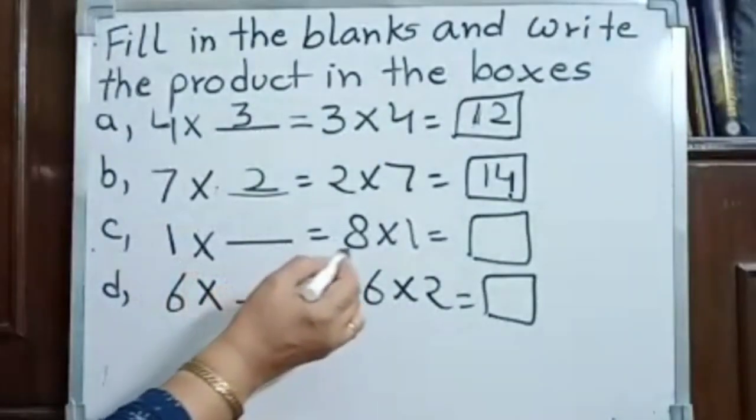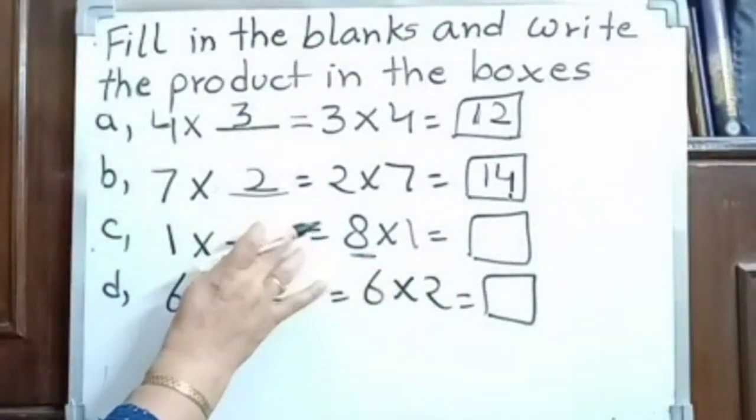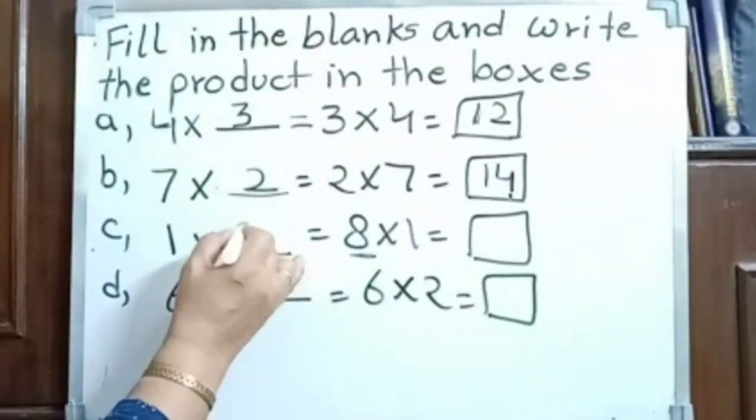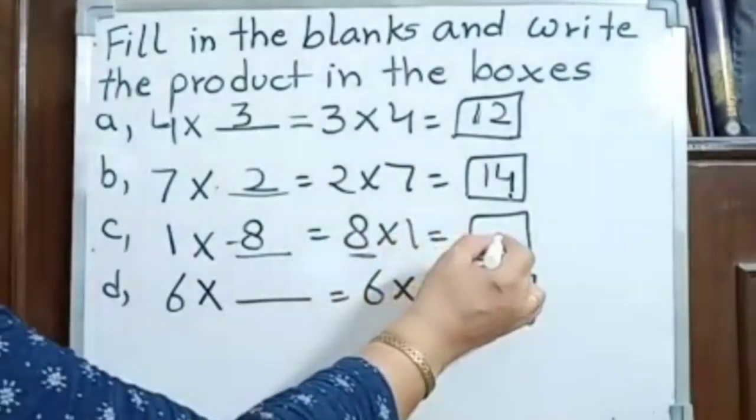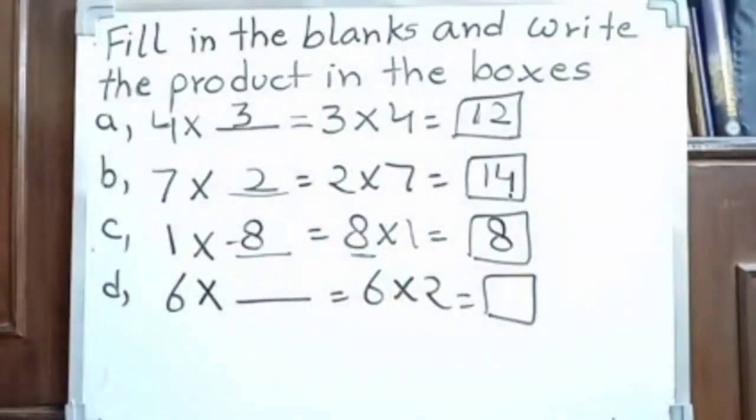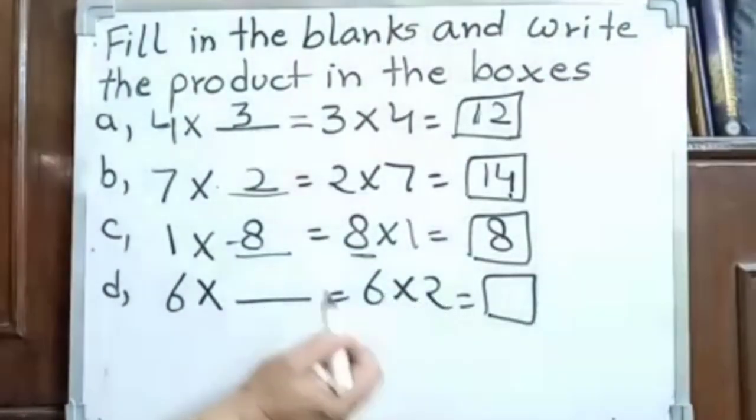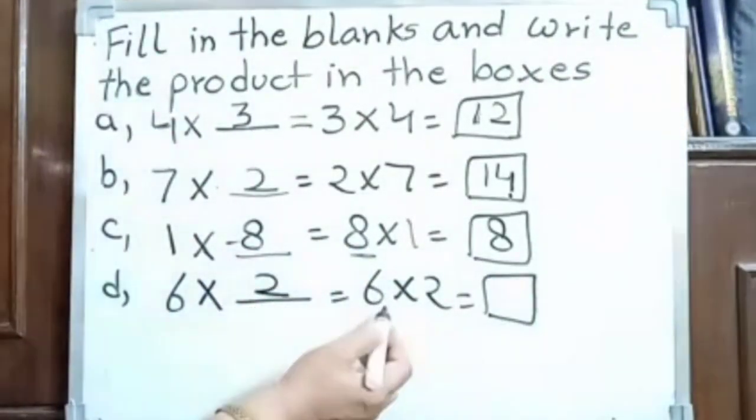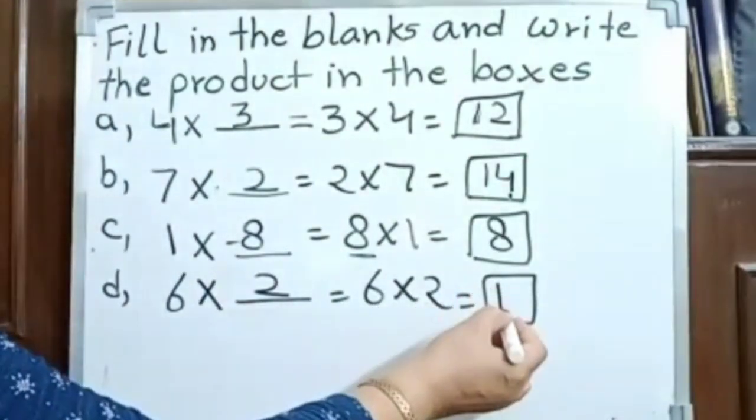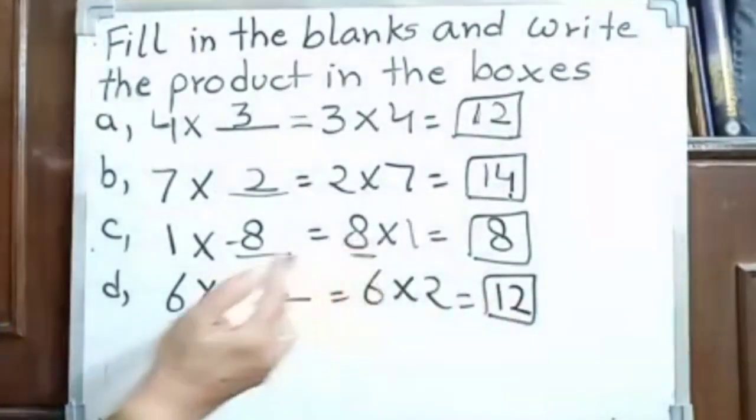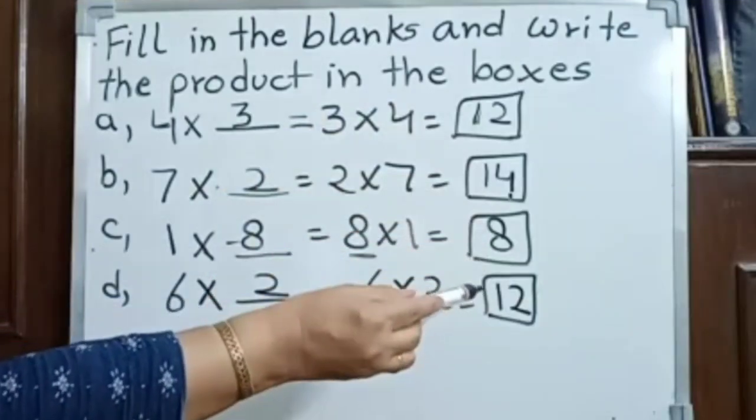Look here, which number is missing? 8 is missing. So 8 1s are 8. You all know that. Again, 6 into dash is equal to 6 into 2. So 2 is missing. 6 1s are 6, 6 2s are 12. So these are the products in the boxes.